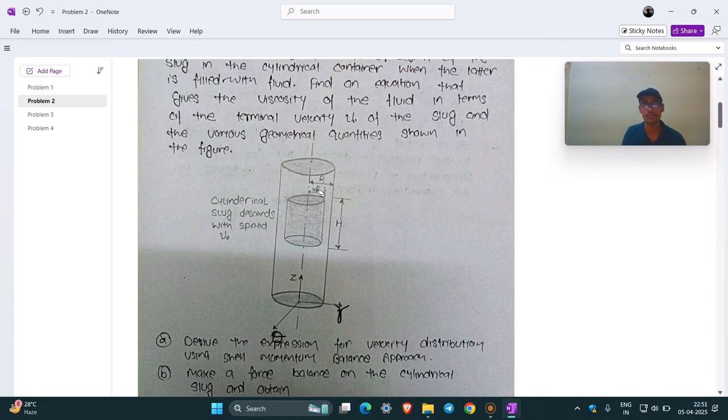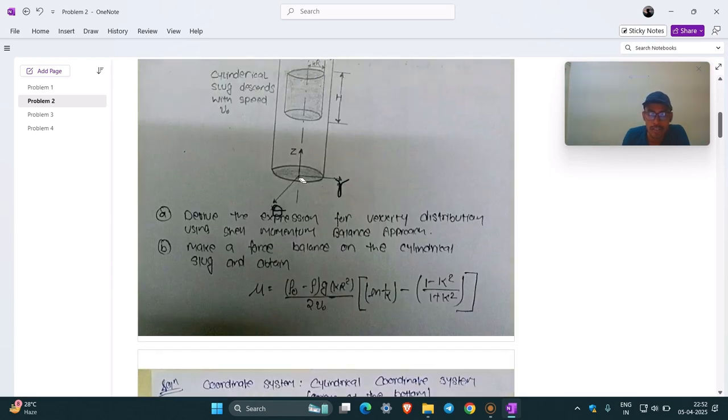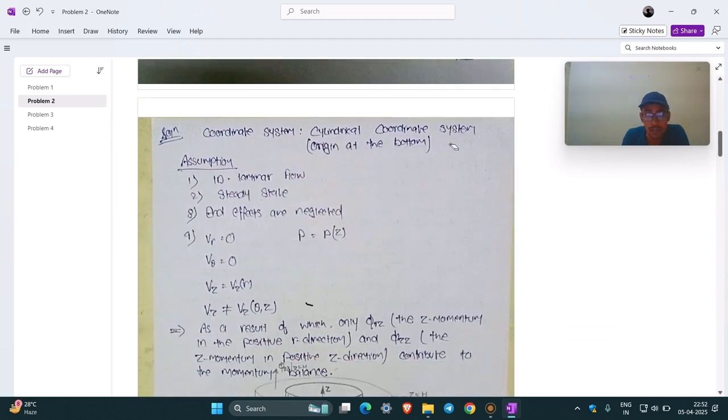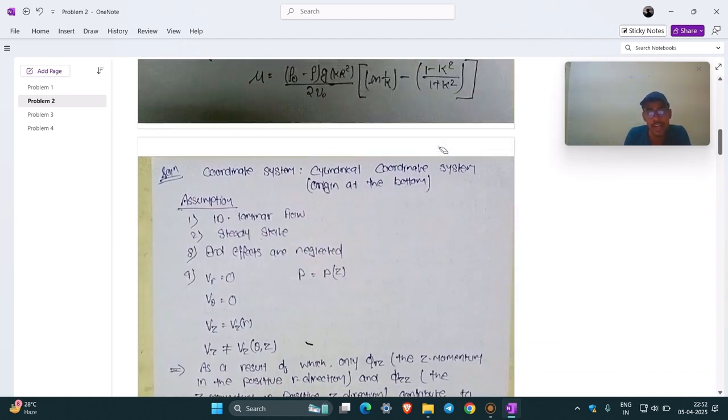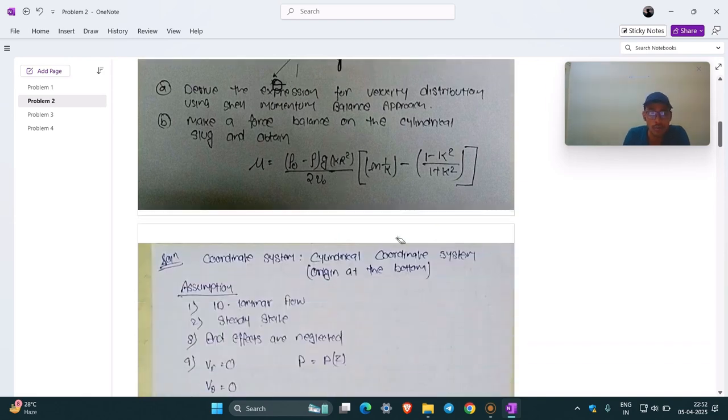So this is our system, which is the cylinder of radius R, and this is the slug of radius kappa R and height H. Now coming to the problem, the first thing to do in the shell balance approach is to choose the coordinate system. We have chosen the cylindrical coordinate system, where the origin is at the bottom, with coordinates r, theta and z. This is the z direction, this is r, and this is the theta direction. So this is our coordinate system.